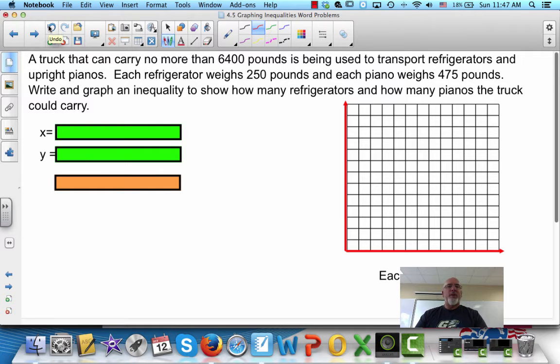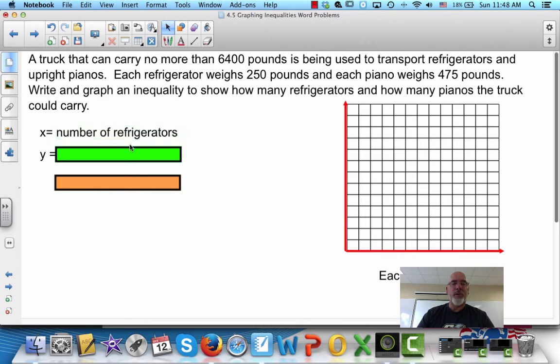A truck that can carry no more than 6,400 pounds is being used to transport refrigerators and upright pianos. Each refrigerator weighs 250 pounds and each piano weighs 475 pounds. Write and graph an inequality to show how many refrigerators and how many pianos the truck could carry. Okay, we're going to let X equal the number of refrigerators. And we're going to let Y equal the number of pianos.